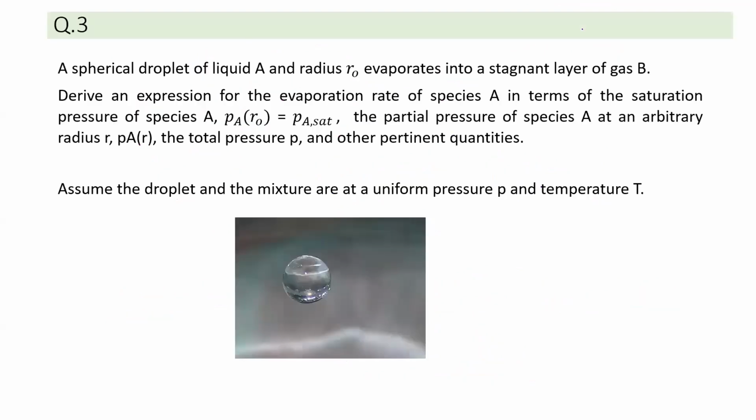Next problem. The question is: there is a spherical droplet of liquid A of radius R0, and it evaporates into a stagnant layer B.